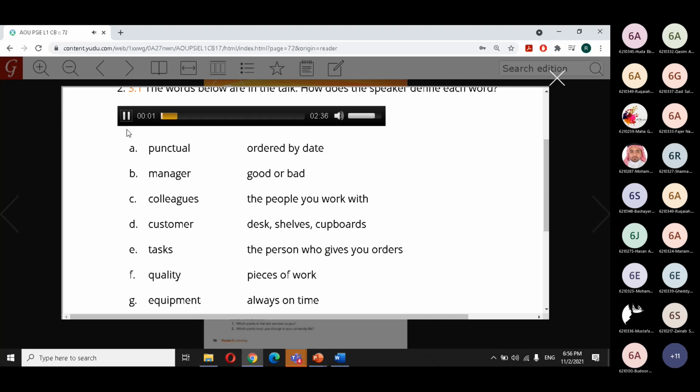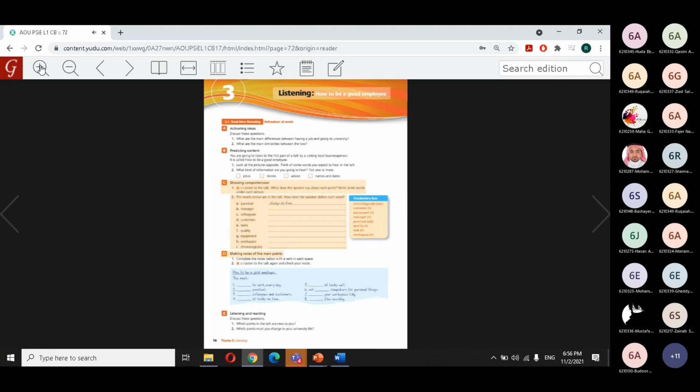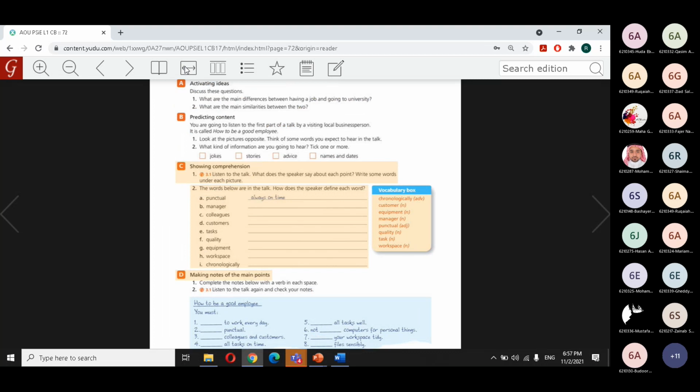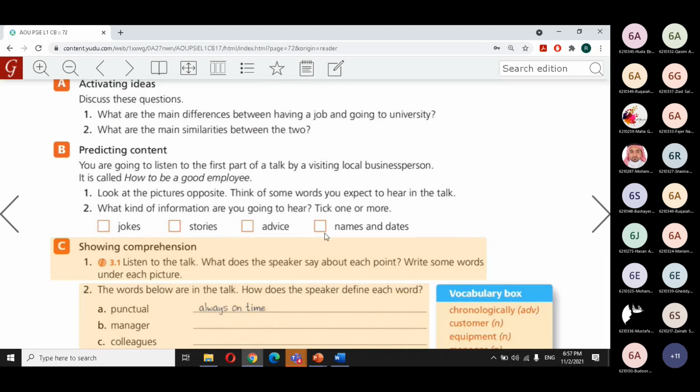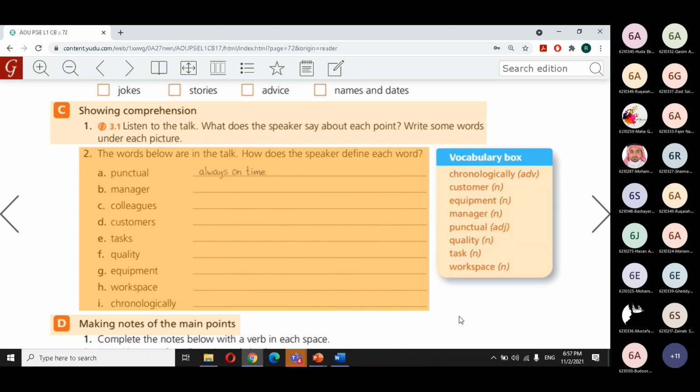Track 3.1. How do you get a good job when you leave university? Now you will listen again, but this time I want you to find the definition of these words. Okay? I don't want your definition. I don't want the meaning you can give. I don't want the definition you understand. No, I want the definition from the listening.